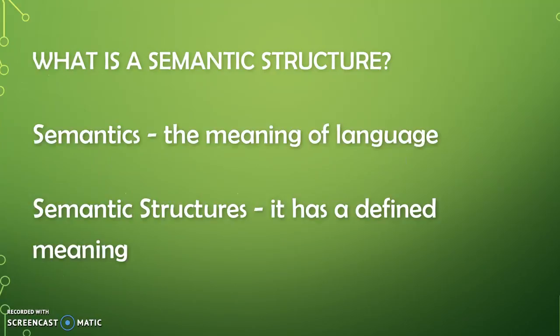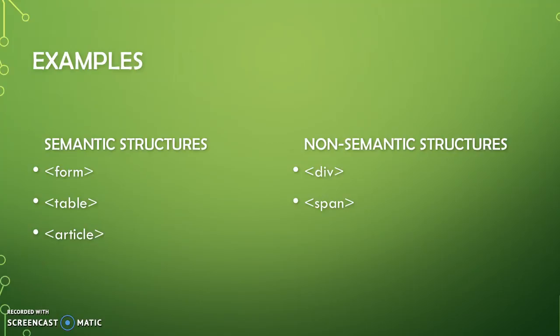So what is a semantic structure? Semantics, first of all, is the meaning of language. So semantic structures means that it has a defined meaning. This will make more sense in a minute. Some examples of semantic structures are form, table, article, and non-semantic structures are like divs and span.